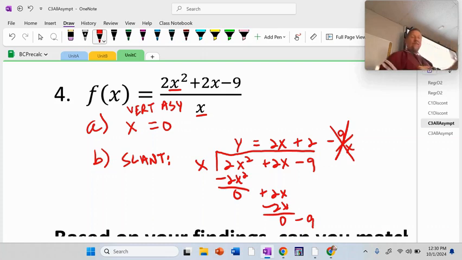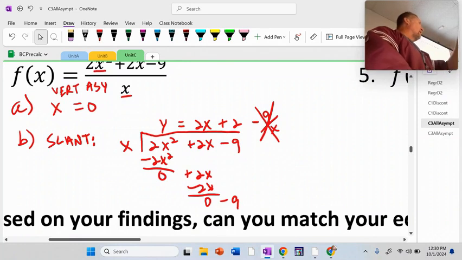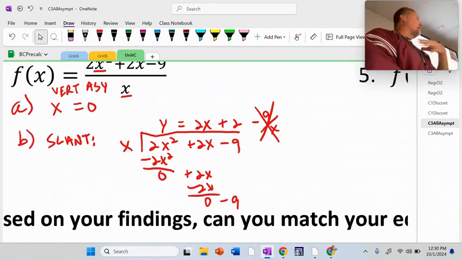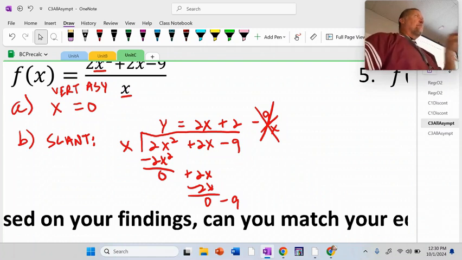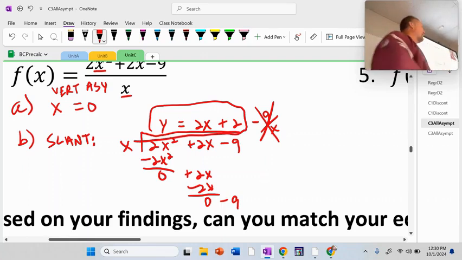When I plug in infinity, this becomes irrelevant. Now I'll tell you what, if you're in a written exam and you wrote that part, I don't think it's wrong. Okay, but that's the point of that. It doesn't really matter. So say hello to your slant asymptote.